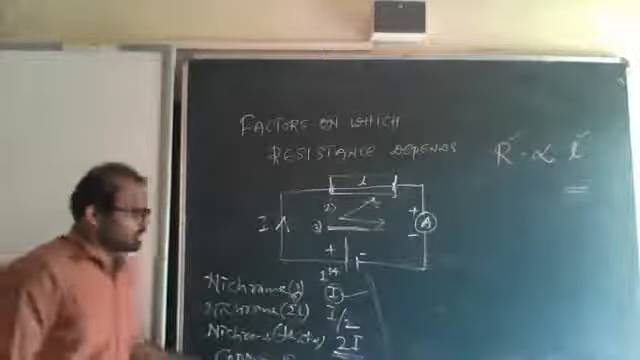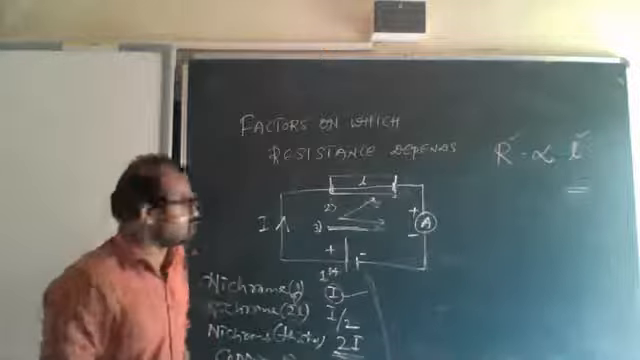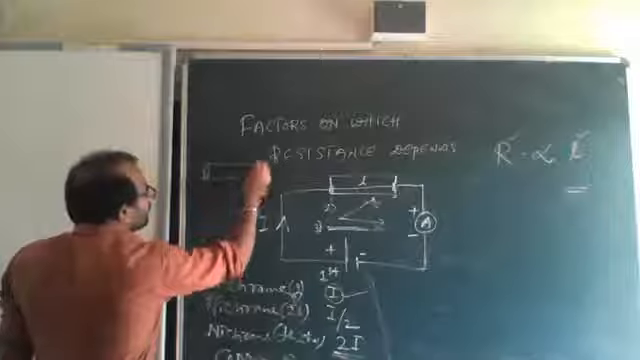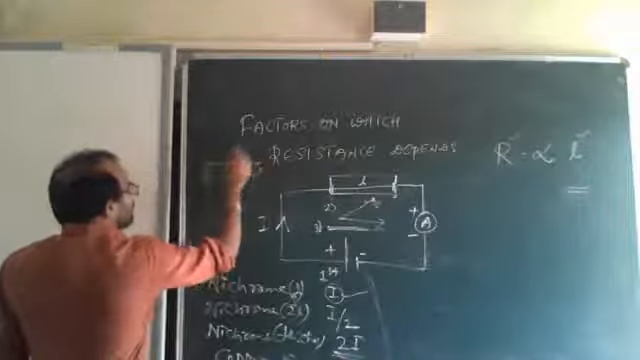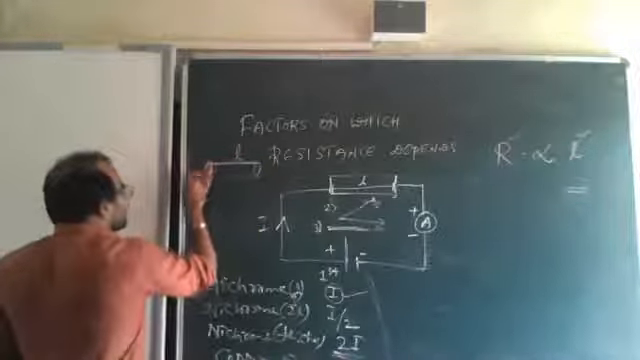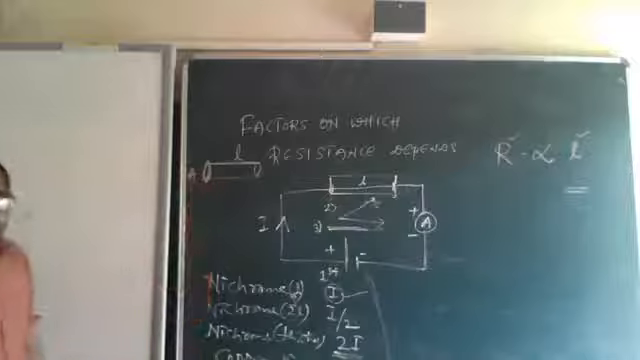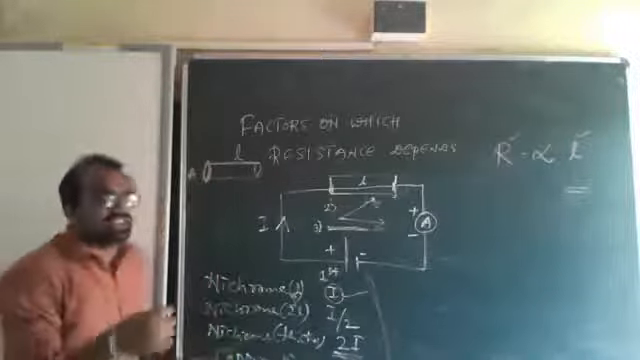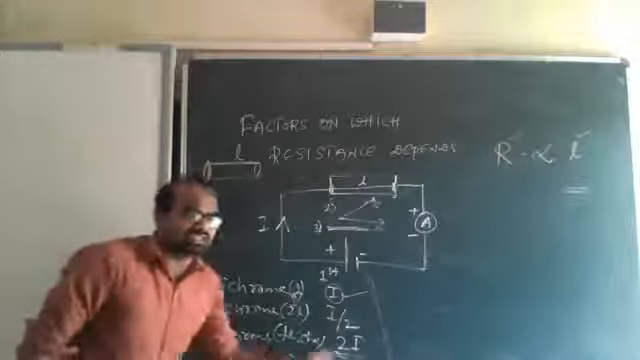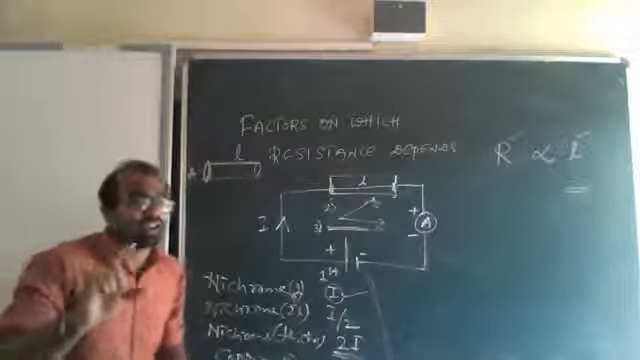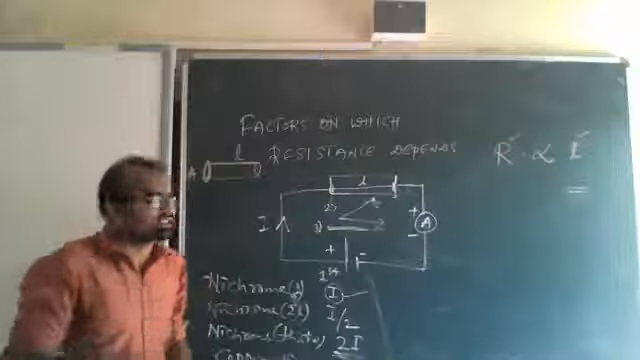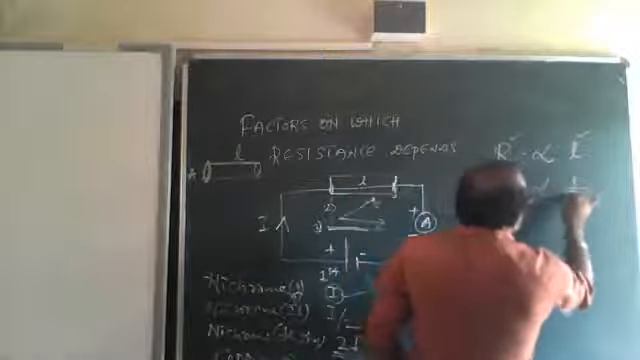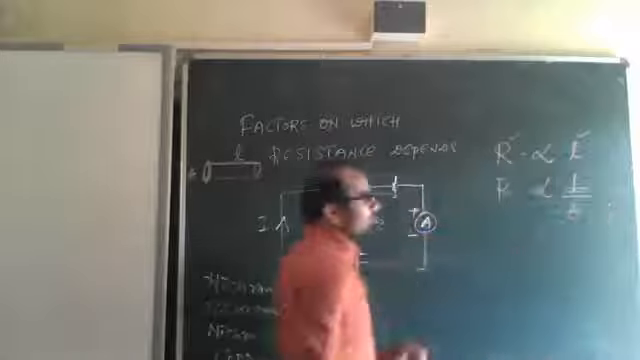Similarly, thickness means area of cross section. Suppose this is a wire. This is length, whereas this is area of cross section. When area of cross section increased, current increased here, that means what? Resistance decreases. That means R is inversely proportional to the area of cross section.